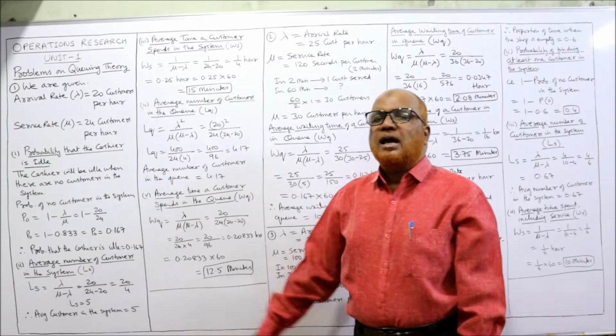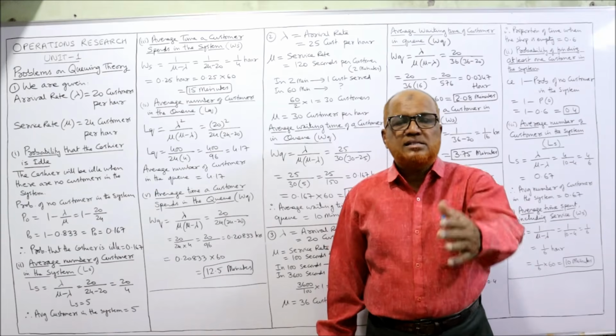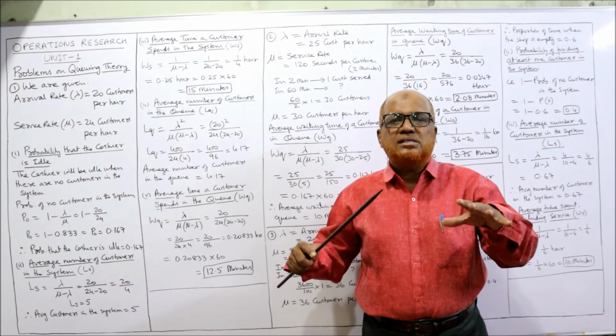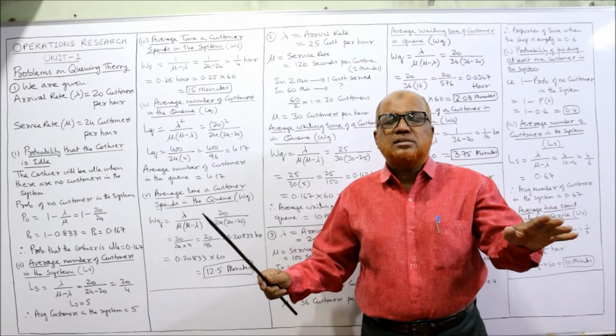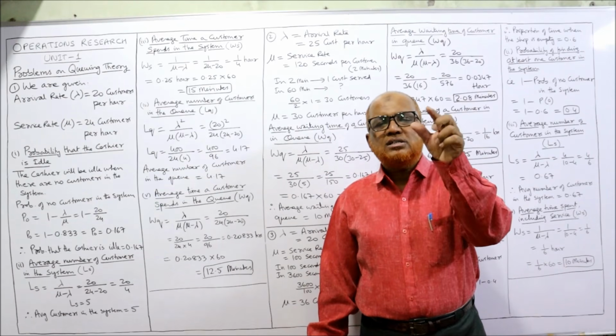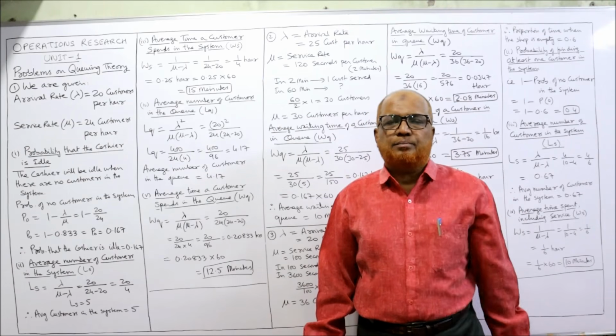Now, the probability that the cashier is idle. The cashier is the server who provides the service. What is the probability that the cashier is idle? When will the cashier be idle? When there are no customers in the whole system. So we need the probability of no customers in the whole system.